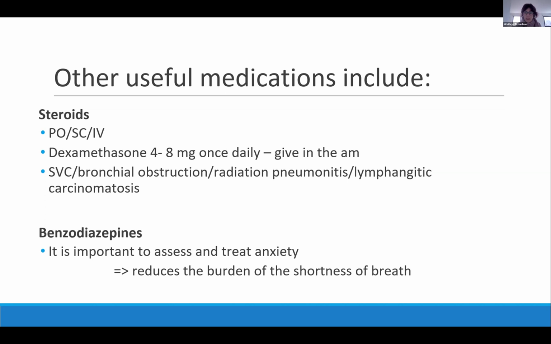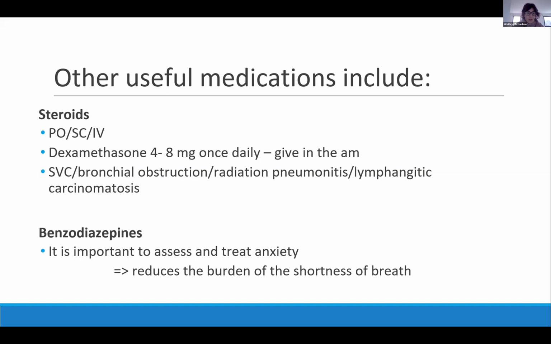This is when you have widespread lymphatic involvement, malignant cells in the lymph system in the lungs, and it can cause breathlessness, and steroids help. Obviously, there's a role for steroids in patients with COPD as well.